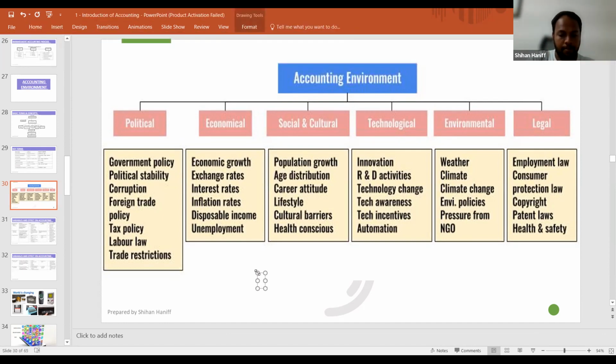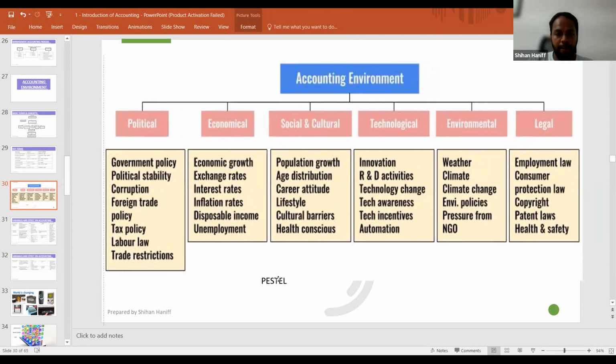PESTEL environment factors. PESTEL factors. So what is PESTEL? P is for political, economical, social and cultural, technological, environmental factors, and legal factors. So all these environmental factors affect the business.